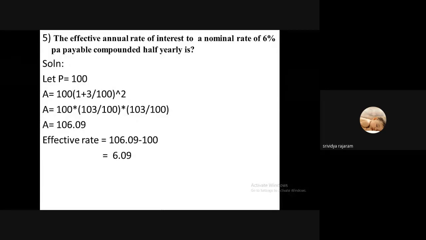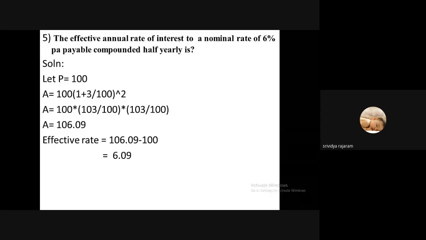So we are assuming P as 100, and 6% is per annum. So we are dividing 6 by 2, so we are getting R as 3 by 100. For 1 year only they are asking us to find the compound interest. So n is 1. We have to multiply that n by 2. So it is 2n. So it is 100 into (1 plus 3 by 100) power 2. On simplifying this, we are getting the value of A as 106.09.